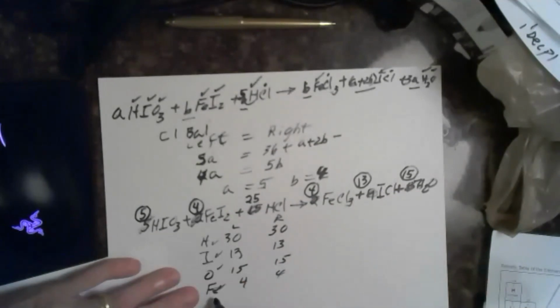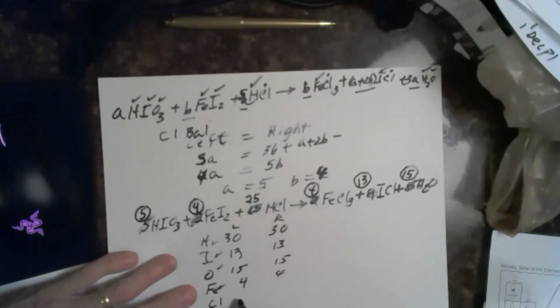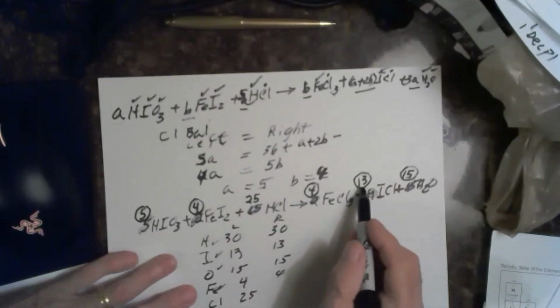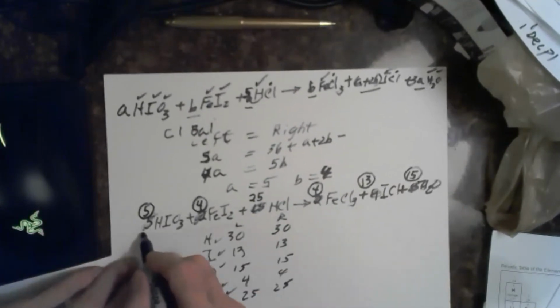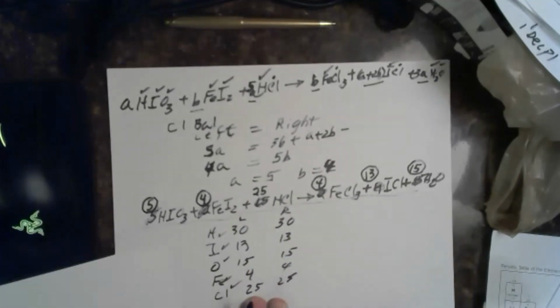And chlorine is the only one I'm not accounting for. Chlorine. I've got 25 on the left. I've got 12 and 13 is 25 on the right. That balances. Okay. All righty. Now, that's the technique.